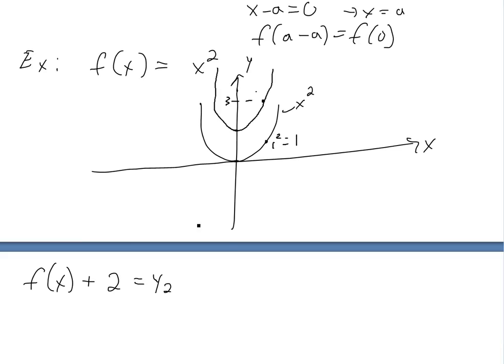Similarly for this, this would be x squared plus 2. And then this one would just be down here. If we were to do a negative one, it would just be shifting it downwards like this, and this would just be x squared minus 2.